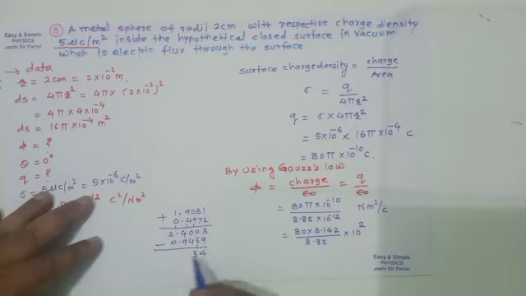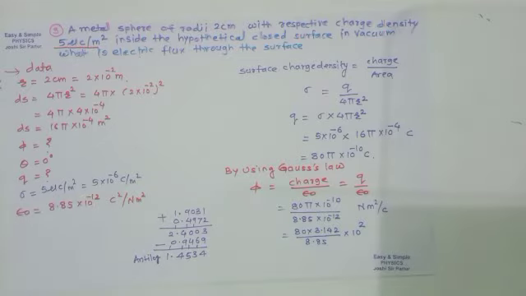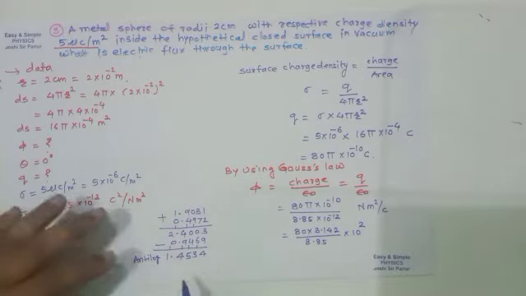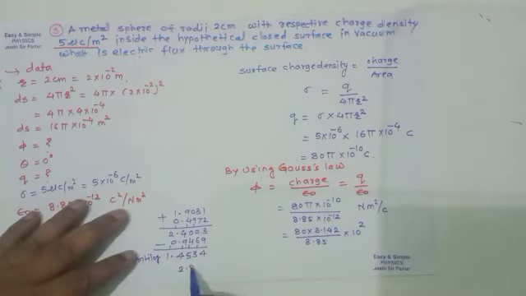So from 13, 9 is subtracted, 4 is remaining. From 10, 7 is subtracted, 3 is remaining. From 10, 5 is subtracted, 5 is remaining. From 14, 10 is subtracted, 4 is remaining. And here from 2, 1 is subtracted, 1 is remaining. By taking antilog, the antilog of 0.4534 is 2.841 into 10 raised to 1.